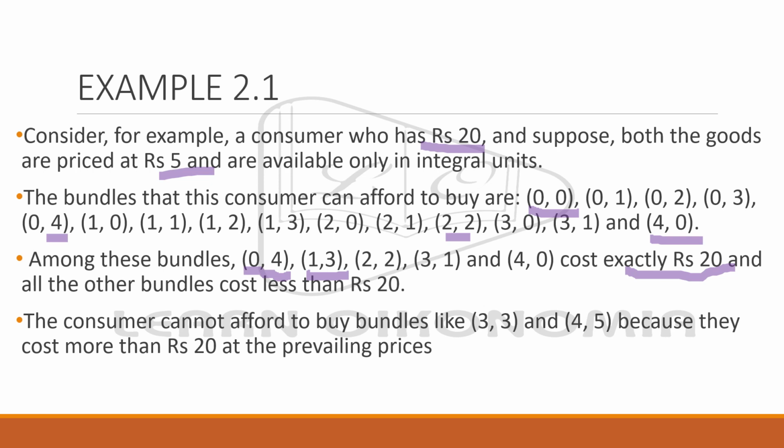Here 2 into 2. So 2 into 5, you will be getting 10 here, and 2 into 5, you will be getting 10 here again. Here 3 and 1. So here it means 3 into 5, you will be getting 15, and 1 into 5, you will be getting 5. So 15 plus 5, 20.